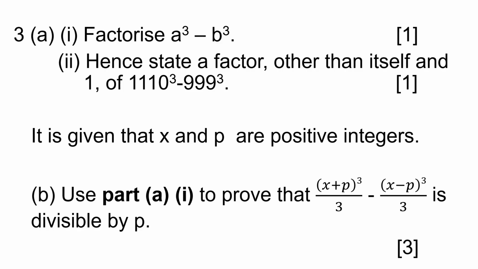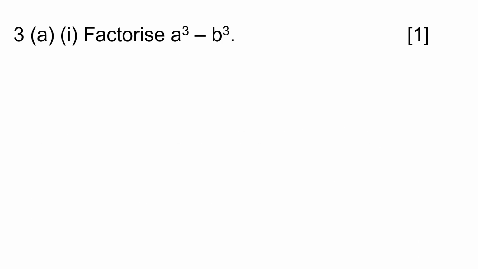Have you tried question number 3 from the 2025 Paper 1 yet? It tested the algebra topic polynomials and partial fractions, but with a twist. Here is a modified version of that exact question to show you what went down. Question 3a. Factorize a cubed minus b cubed. 1 mark.